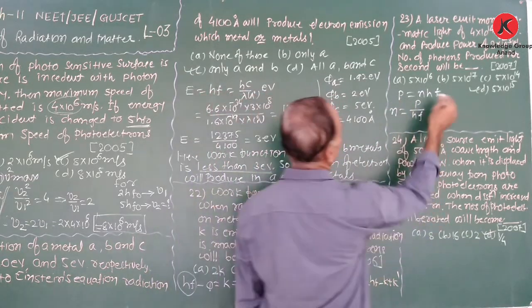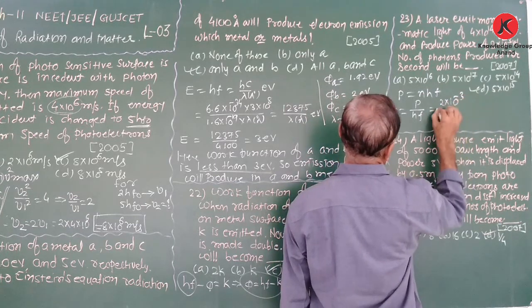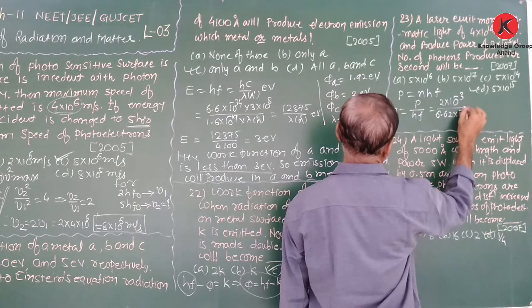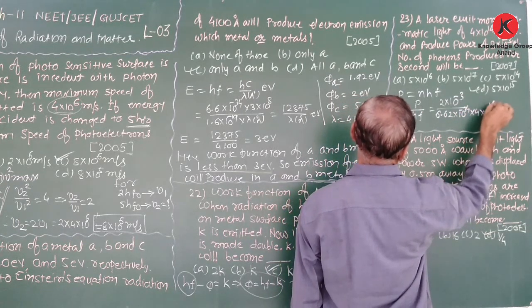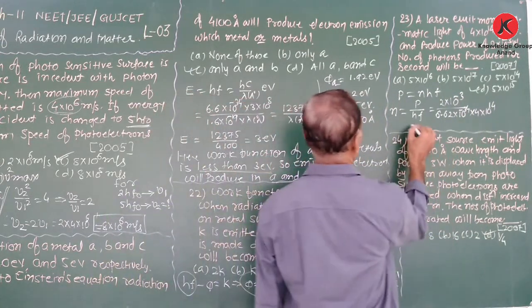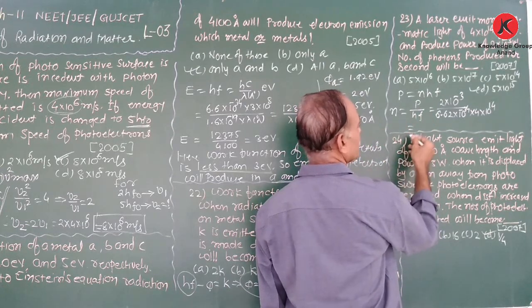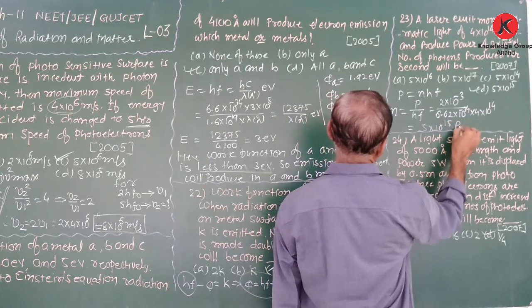Here the power is given 2 into 10 to the power minus 3, upon h, Planck's constant 6.62 into 10 to the power minus 34, and the frequency is given 4 into 10 to the power 14 Hz. Therefore, the number of photons produced per second will be 5 into 10 to the power 15 per second.